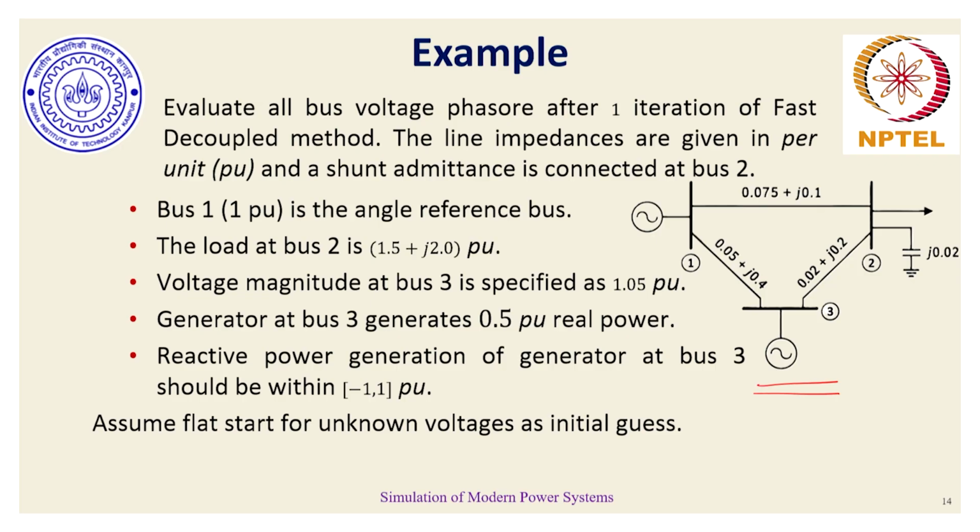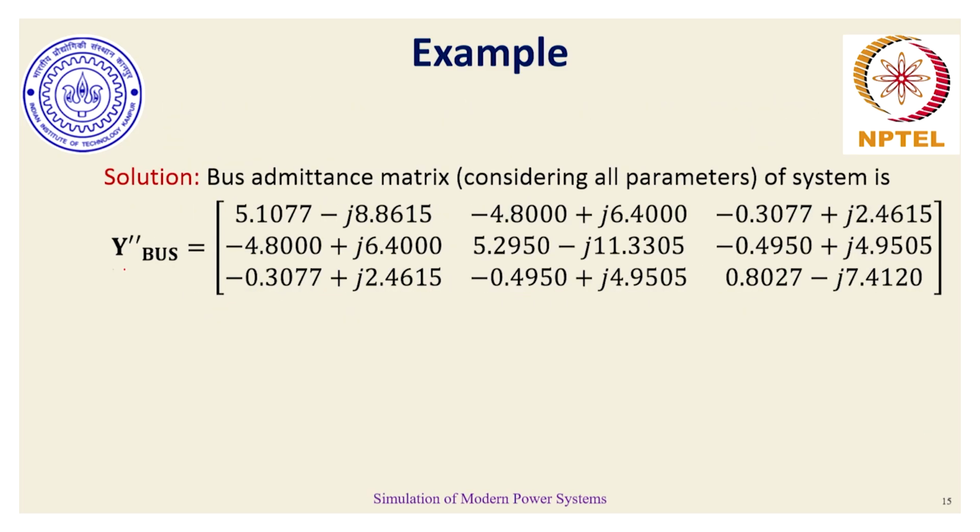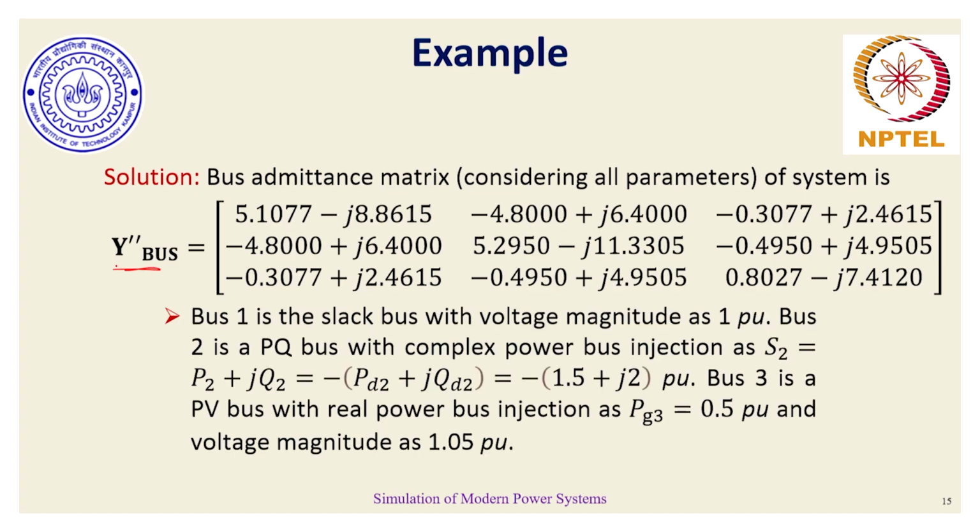It's the same system, same data, where bus 1 is the slack bus, bus 3 is a PV bus, and bus 2 is a PQ bus. For this given network, since there are no transformer taps, no phase shifters, and no voltage regulators, the Y double dash matrix that we would evaluate for fast decoupled power flow would be the same as the actual Y bus, which is essentially what has been shown over here. This is the actual Y bus.